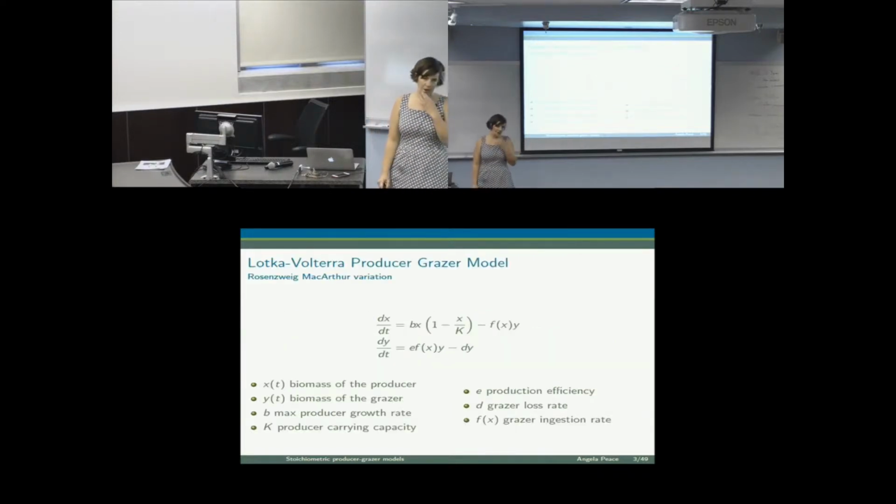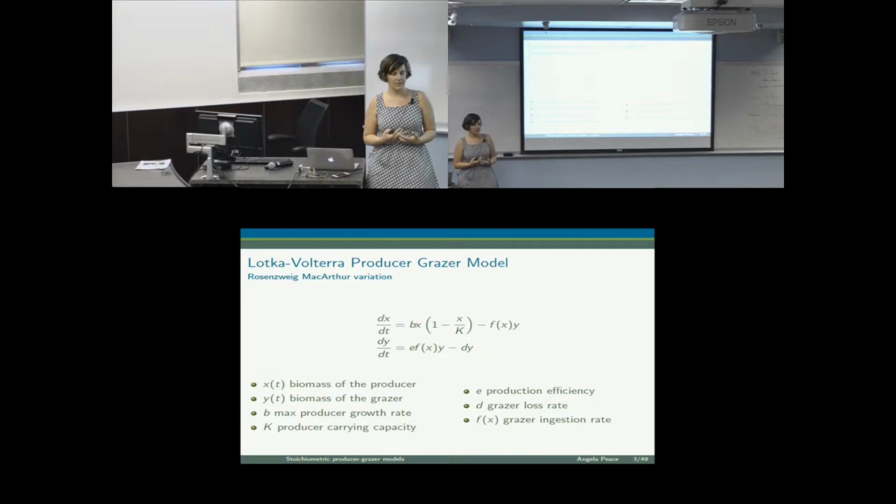So here's Lotka-Volterra's producer-grazer model with logistic growth, the Rosenzweig-MacArthur variation. I'm not going to spend a lot of time here because I'm sure we've all seen this many times before. I'm just going to recall that X is the producer population, Y is the grazer population. And the only thing I want to mention here is a question about units. What are the typical units of X and Y? And that can depend on what model you're looking at.